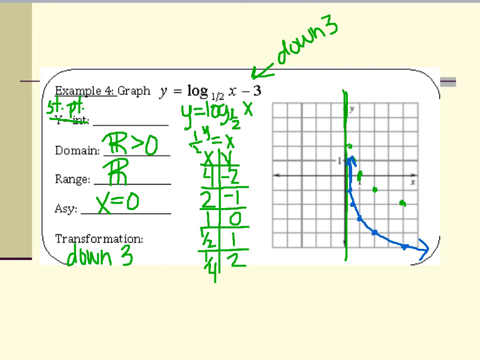Okay, so we've got our so what statement already filled in for this, so that is the end of this lesson. Make sure any questions that you didn't understand or didn't quite make sense. Oh, I forgot to put my starting point. My starting point, when I move this piece right here, when I go down 3, my starting point became 1, -3. Got to get that in there.